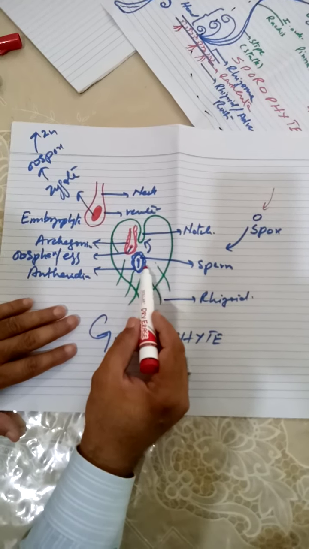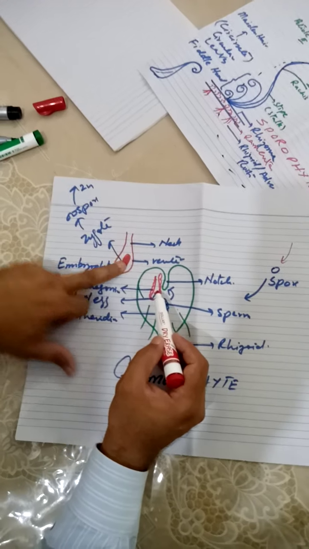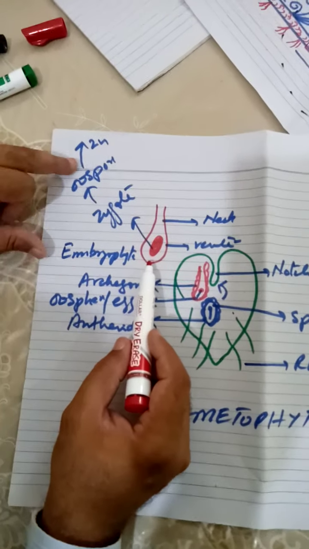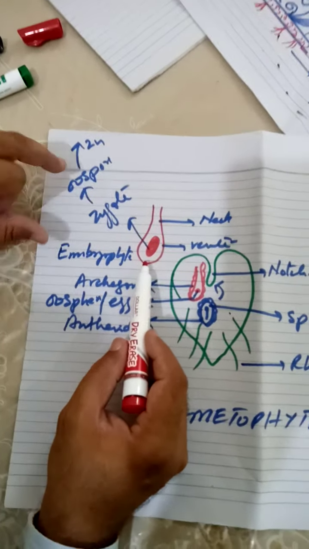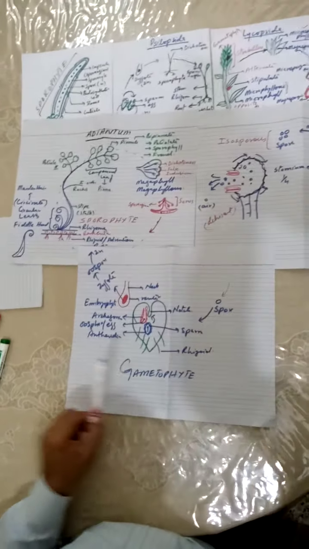In between the rhizoidal portion, there is the antheridium which produces the sperm. Below the notch portion, there is an archegonium near the thick portion. Archegonium contains venter and neck. After fertilization, there is once again a zygote, and the zygote is an oospore which changes into a sporophyte, and that process is repeated like Adiantum. That is the life cycle of Adiantum.